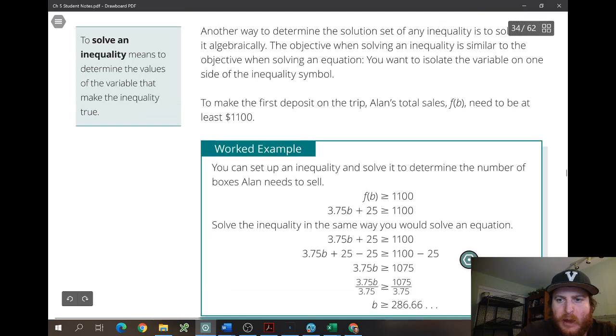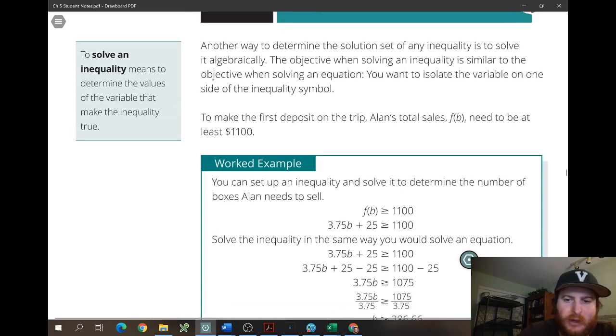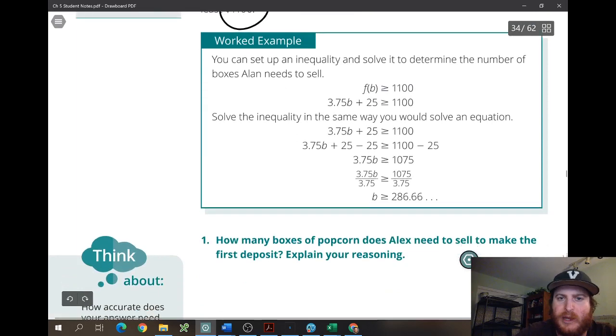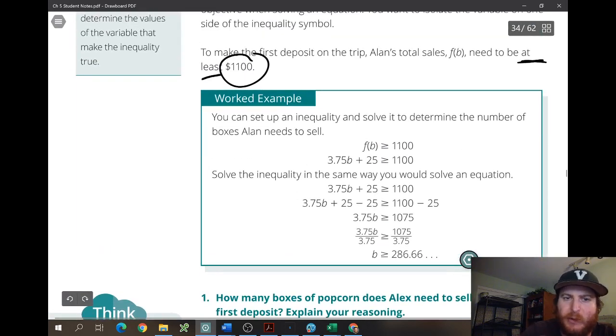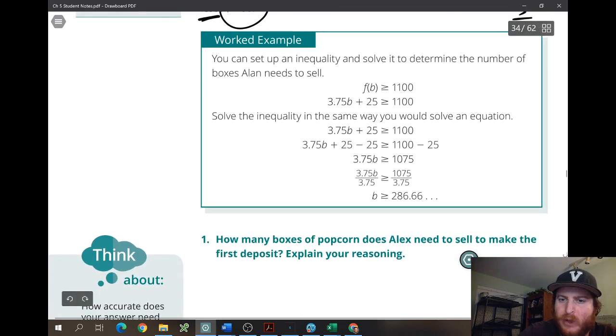This is just showing us exactly what we just did, the steps. We're going to run through it pretty quickly. Now maybe Alan has to make a deposit for the trip. Before he can actually be signed up for the trip, he has to pay at least $1,100. When we see the word at least, remember we said at least meant greater than or equal to. So we set f of b greater than or equal to 1,100. We plugged in our equation, subtract 25 from both sides, divide both sides, and we get 286.66.